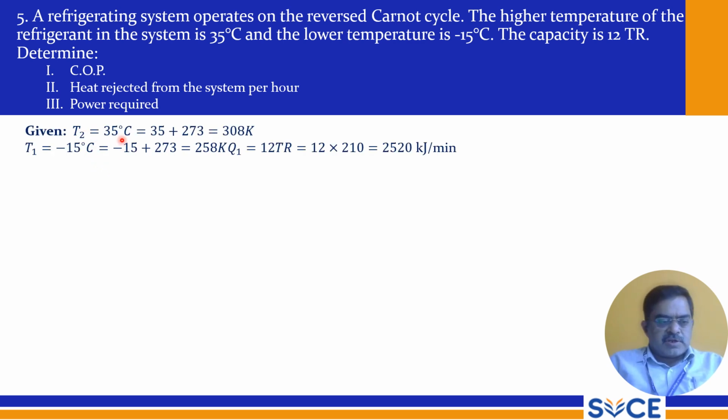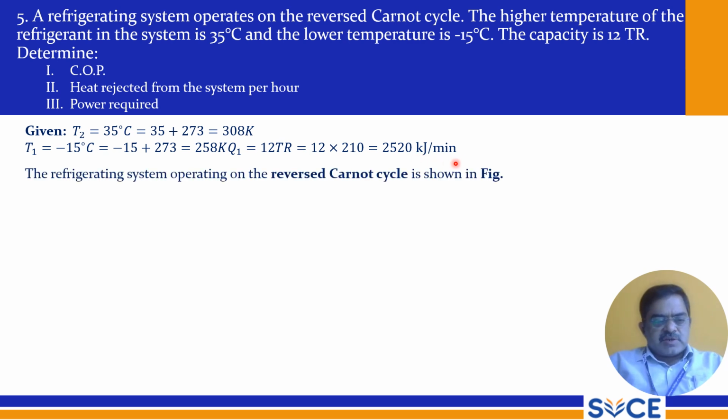T2 equal to 35 degree Celsius, so that is 308 degree Kelvin. T1 equal to minus 15, so that becomes 258 K. So Q1 equal to 12 ton of refrigeration equal to 12 into 210. So 1 ton of refrigeration is equal to 210 kilojoules per minute. So that is 12 into 210, so 2520 kilojoules per minute.